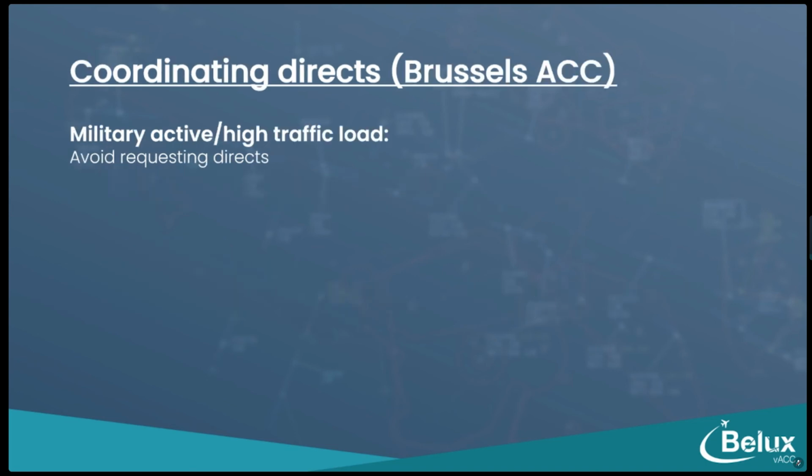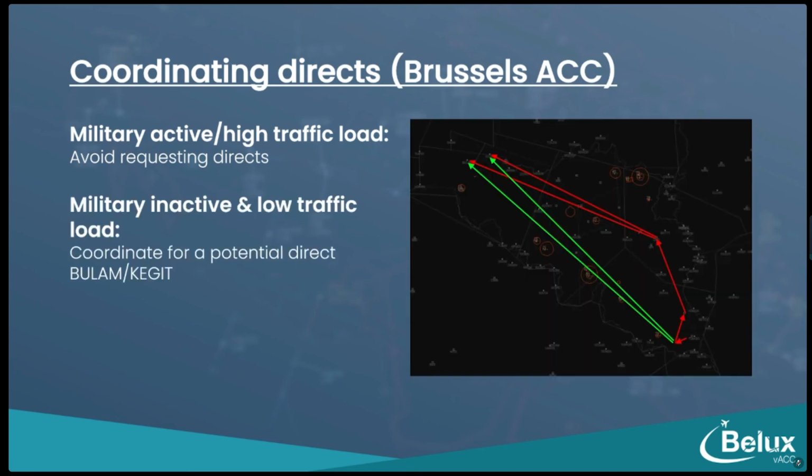Okay, coordinating directs. Personally, one of my favorites that I like to do as Brussels control: when the military airspace is active, so I've shown a picture of it a little bit ago, but you'll see it in a moment as well, you should try to avoid directs because most of the time they'll route through military airspace. On Top Sky, it's very easy to see when military airspace is active because it will draw it and also include the levels at which it is active. So during those moments, you normally don't have much room for directs.